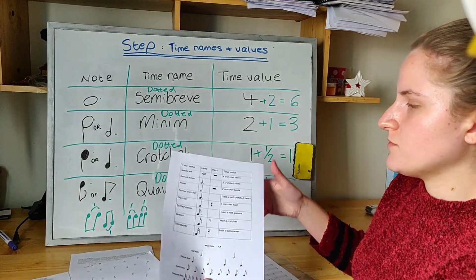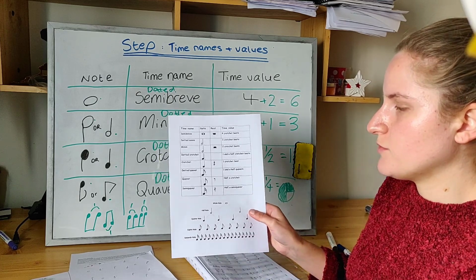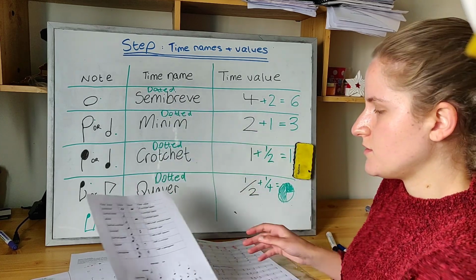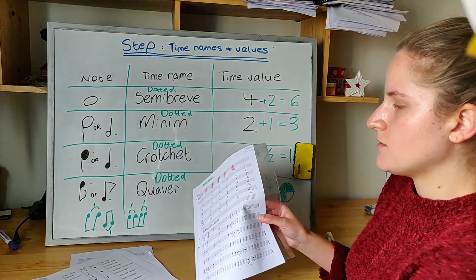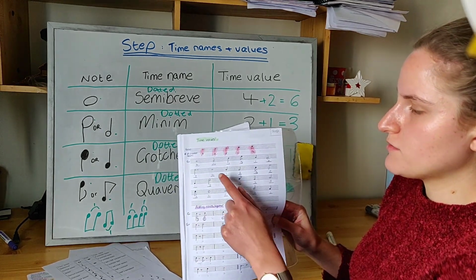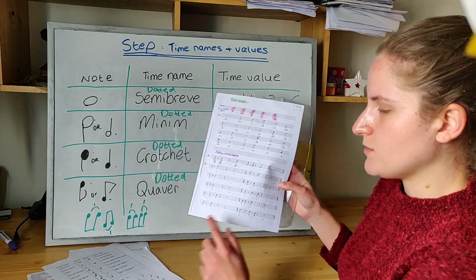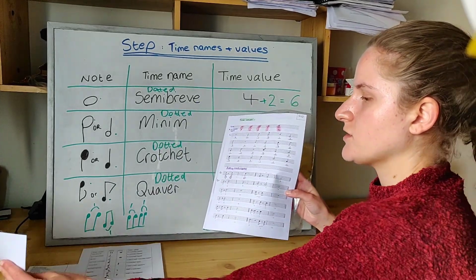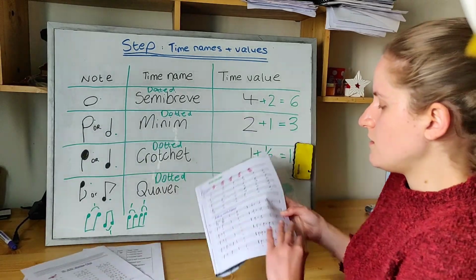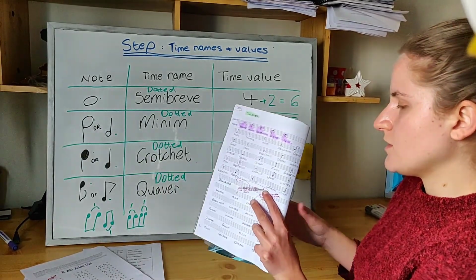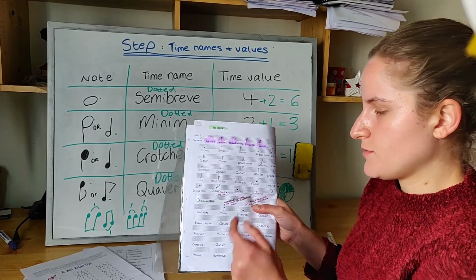This is to help you. It's basically what I wrote on the board, but a bit more in detail. This is to help you with the time values. You write the number of beats under every note. This is a bit similar to the other worksheet I uploaded. And this is to help with time names.